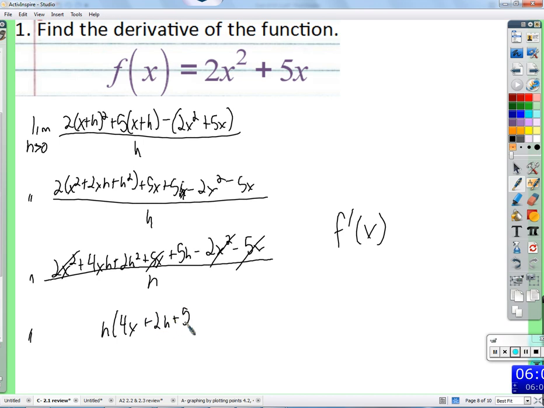plus 5), over h. So we get 4x plus 5. There we go.